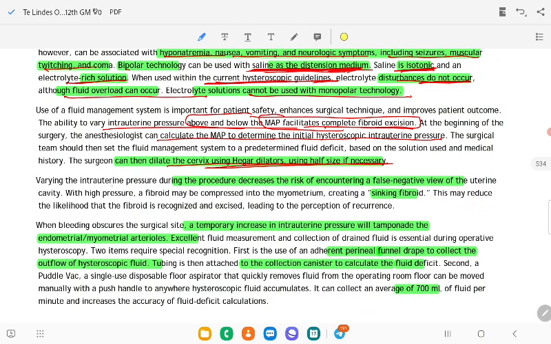Then varying the intermittent pressure during the procedure decreases the risk of encountering a false negative view of the uterine cavity. With high pressure, the fibroid may be compressed into the myometrium, creating a sinking of the fibroid. This may reduce the likelihood that the fibroid is recognized and excised, leading to the perception of recurrence. So varying the intermittent pressure during the procedure will decrease the encounter of a false negative view.